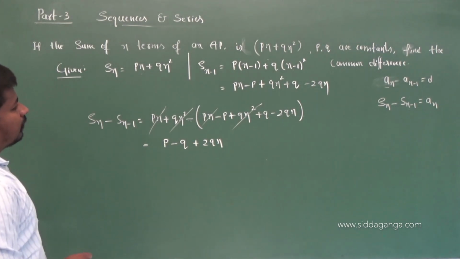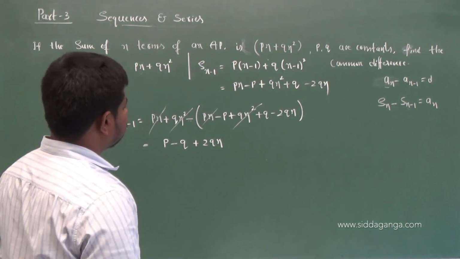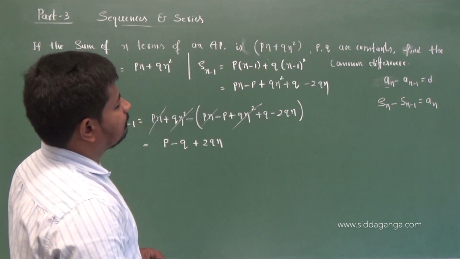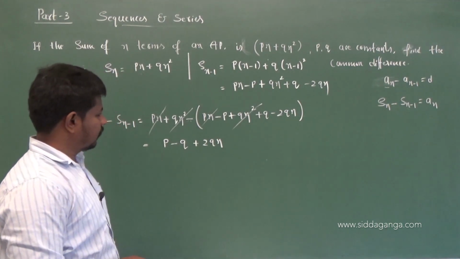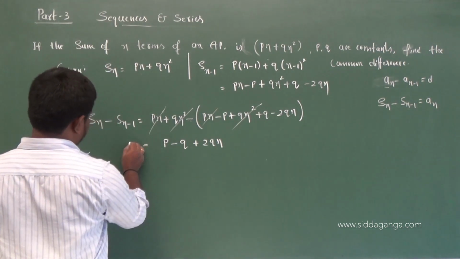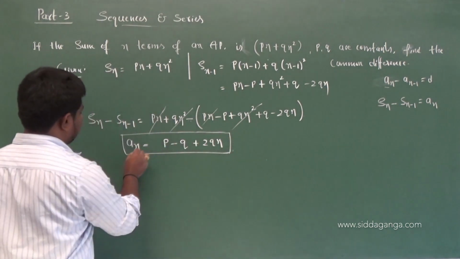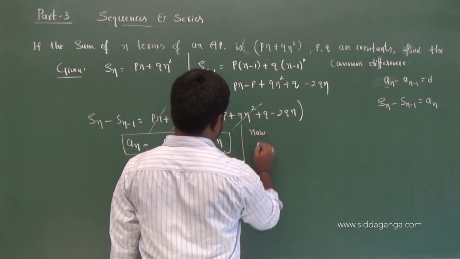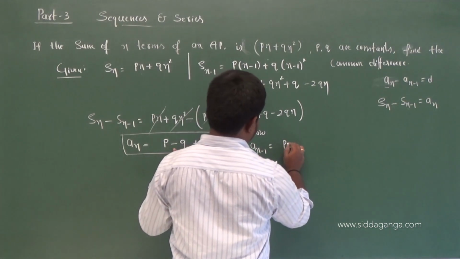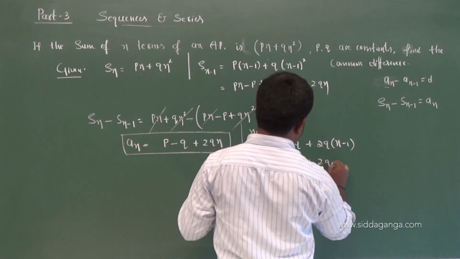Okay, so An must be what? a plus n minus 1 into d, right? Anyway, this is An. Using that result Sn minus Sn minus 1 we get An. Okay, An. Now let me find An minus 1. Now An minus 1 is equal to, let me replace n by n minus 1, that's it. So you get P minus Q plus 2Q into n minus 1, or you get P minus Q plus 2Qn minus 2Q.